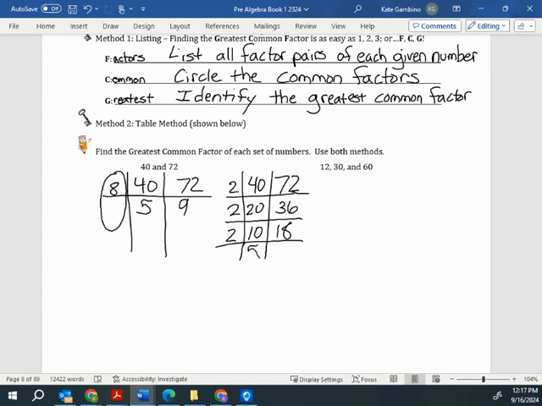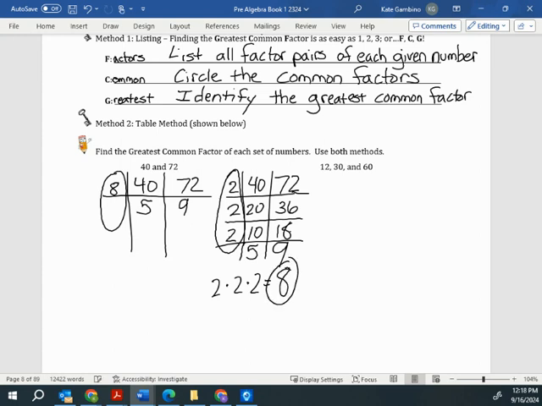10 divided by 2 is 5. 18 divided by 2 is 9. Can I divide anything else out? No. So what did I say we do? Now that we've divided everything out that we can, what am I going to do, Claire? Multiply all the numbers that I pulled out. So I have 2 times 2 times 2, and it equals 8.